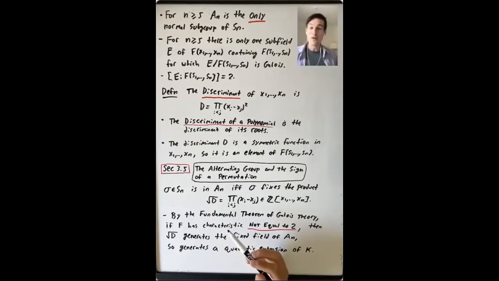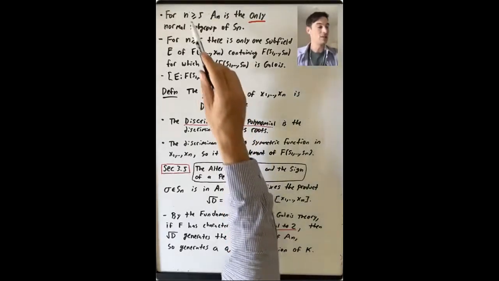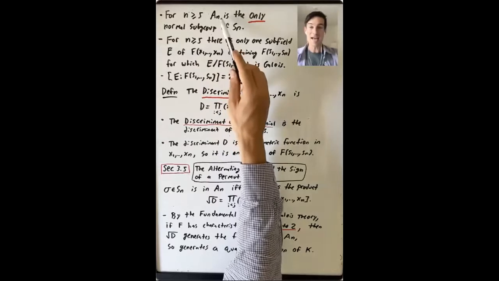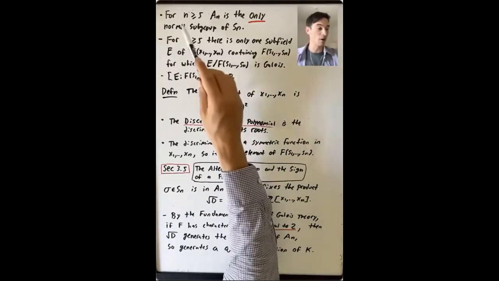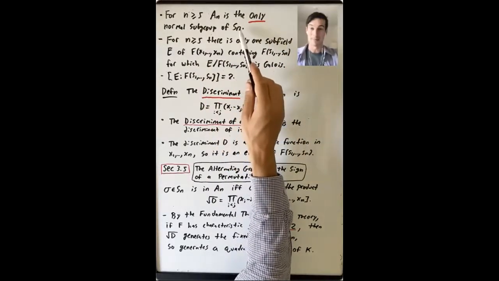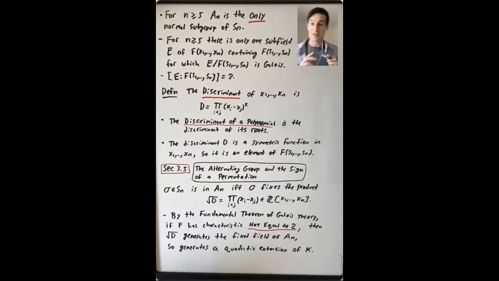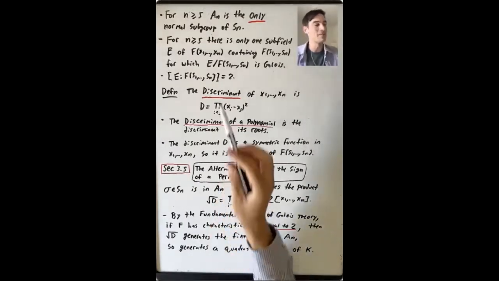So what do we know about subgroups of Sn? A lot. One thing we know is for n at least 5, An is the only normal subgroup of Sn. Okay, there's something to prove here. This is like a Math 206A type result. You should think about whether you remember how to do this.